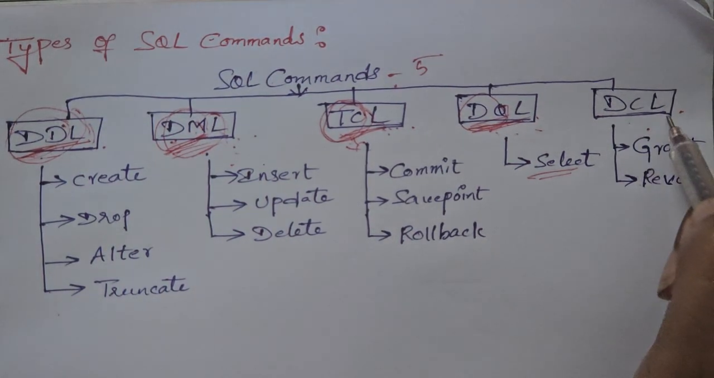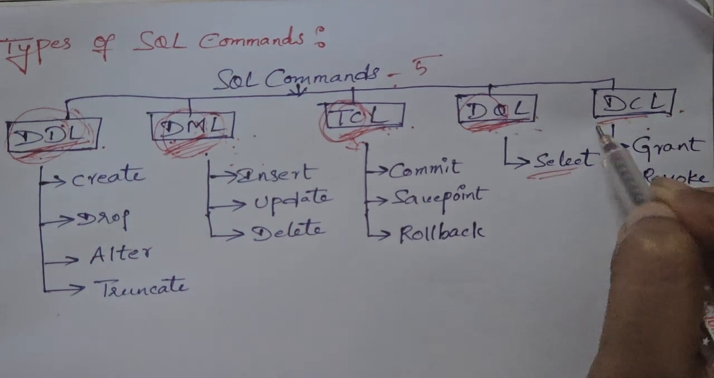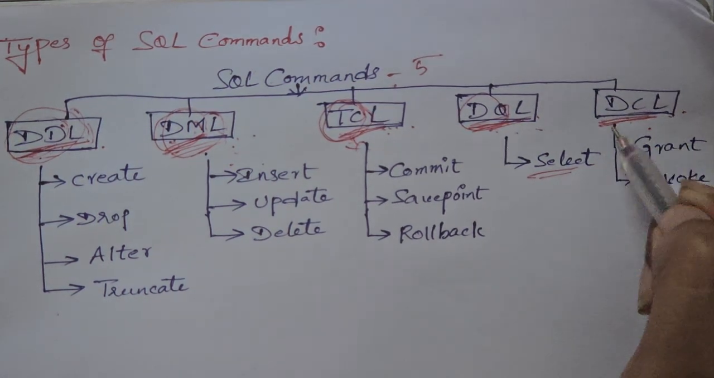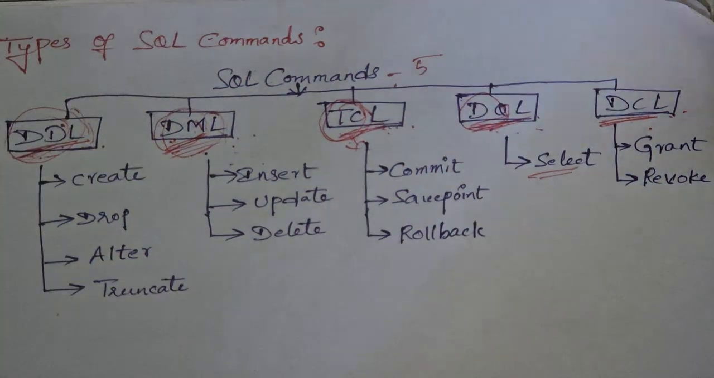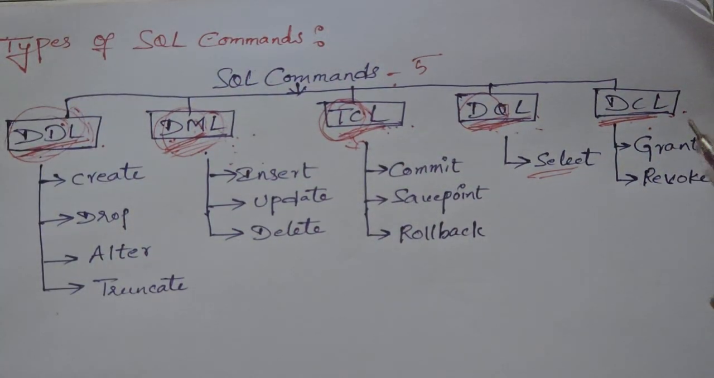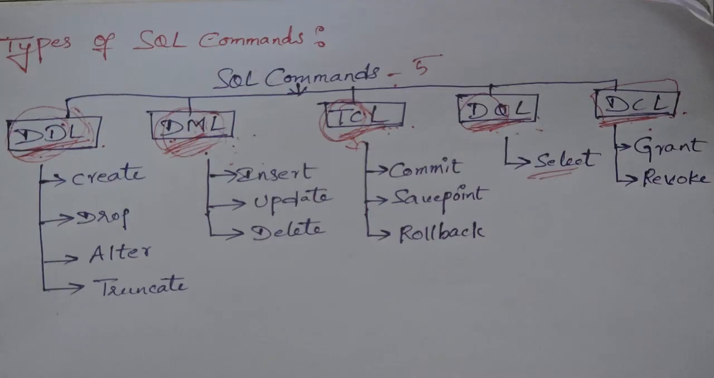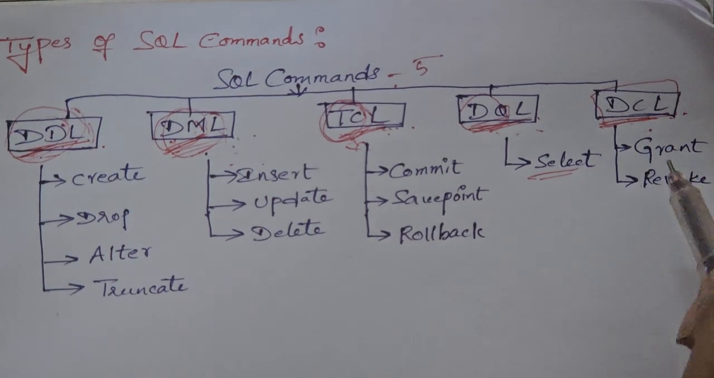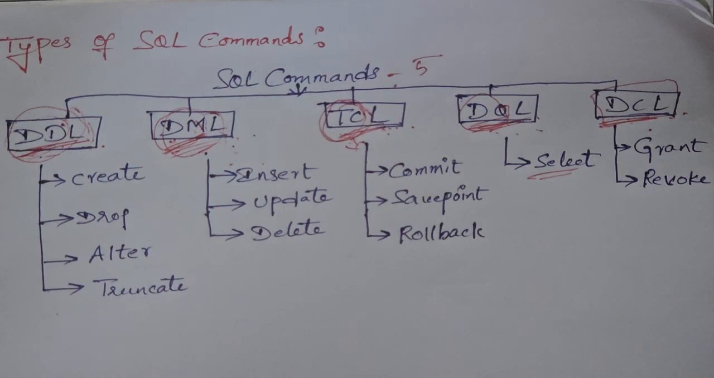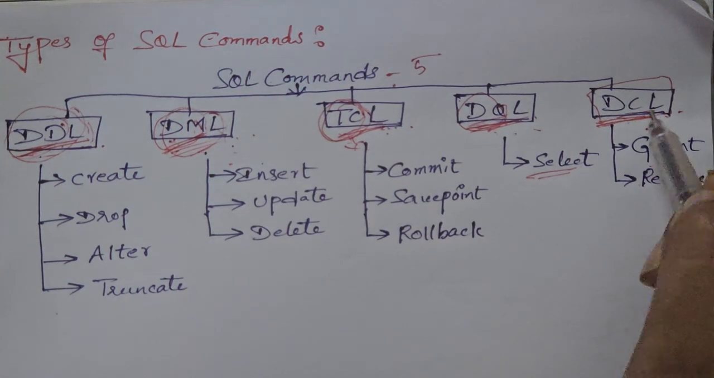Next one is DCL, Data Control Language. Data control language is mainly used to control the access on the database object. To define which users can access a particular database object, we can use the data control language commands. Mainly to grant and revoke the permission of users to use that particular database object, we can use GRANT and REVOKE from the data control language commands.